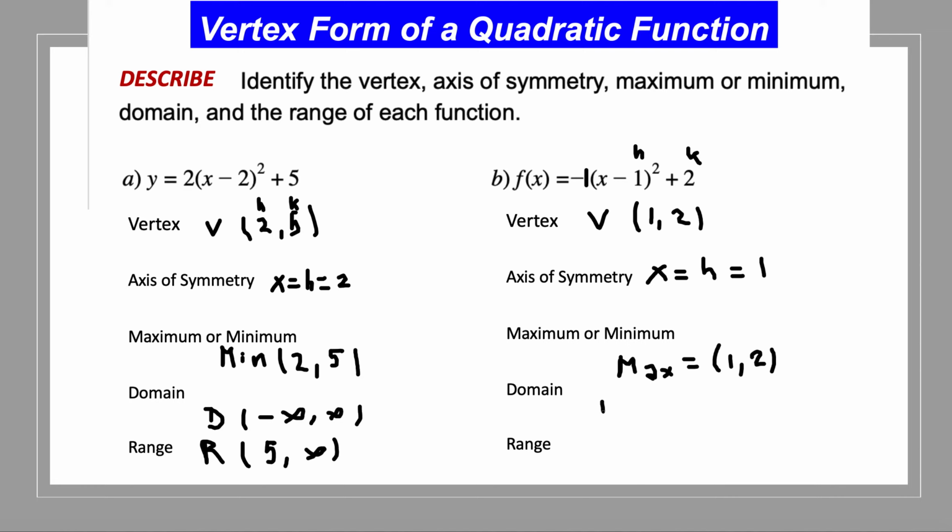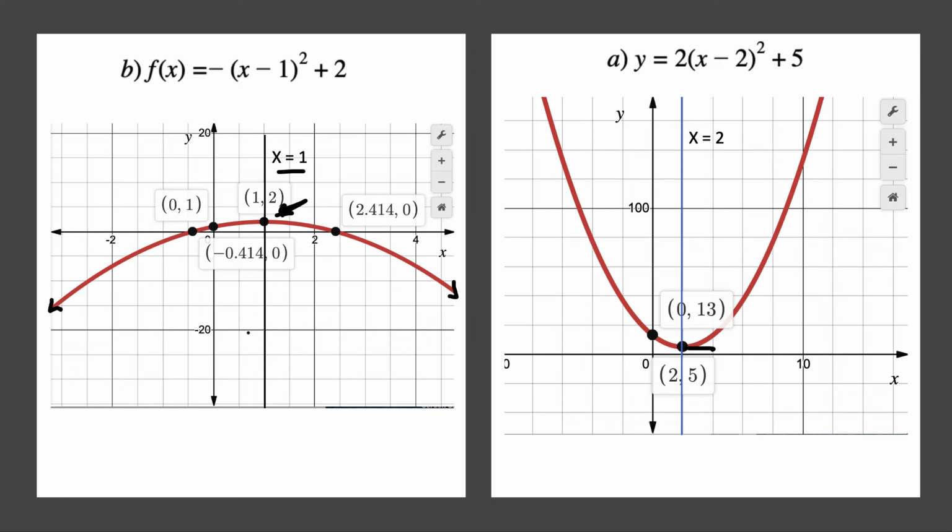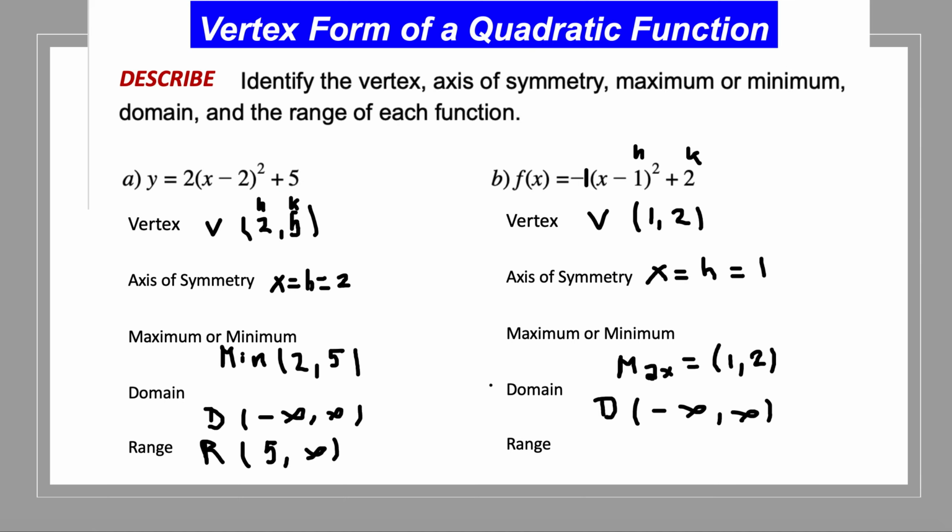What is the range? Domain, I'm sorry. The domain of a quadratic function is always from minus infinity to infinity. So this is the domain. And what is the range? The range here is a little bit different. The range is from minus infinity to this point here, where y is equal to 2. So the range is from minus infinity to 2.